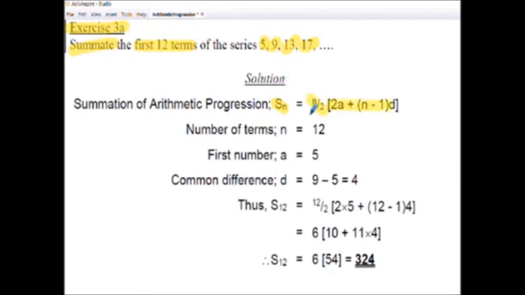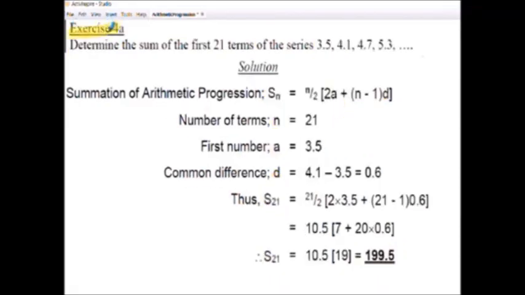So from the question, the number of terms we're summating is 12. The first term in the series a is 5. The common difference, second term take away the first term, is 4. All I do now is put those values into the S equation and I summate the first 12 terms. So S12 in this case, if you follow the arithmetic through, will give you 324.